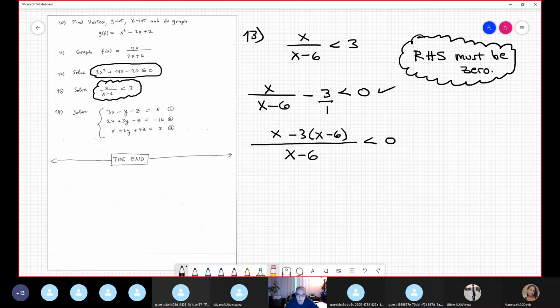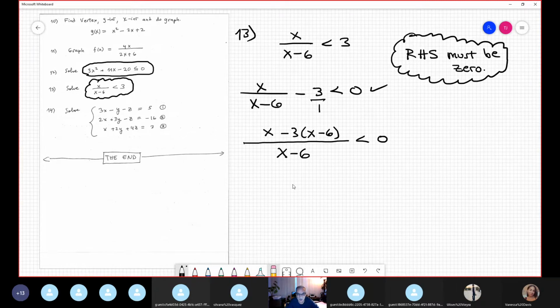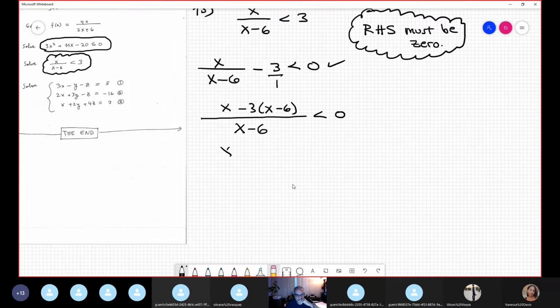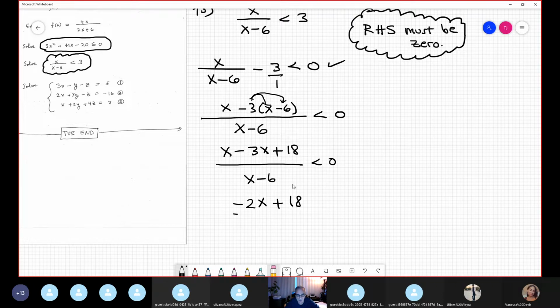Not totally completed because I need to distribute and combine later. But almost finished. Look, it's x minus 3x plus 18. We distribute it here. Plus 18. Good. Divided by x minus 6, less than 0. Now, why not combine? 1x minus 3x is minus 2x. Plus 18. Divided by x minus 6, less than 0. Well, I finished.